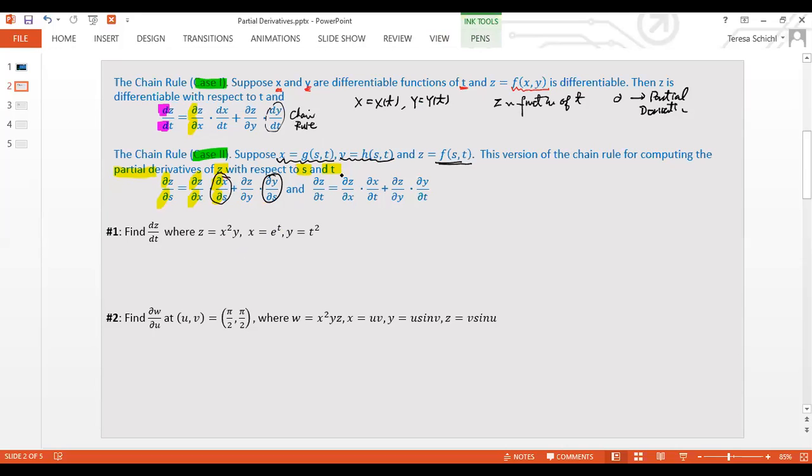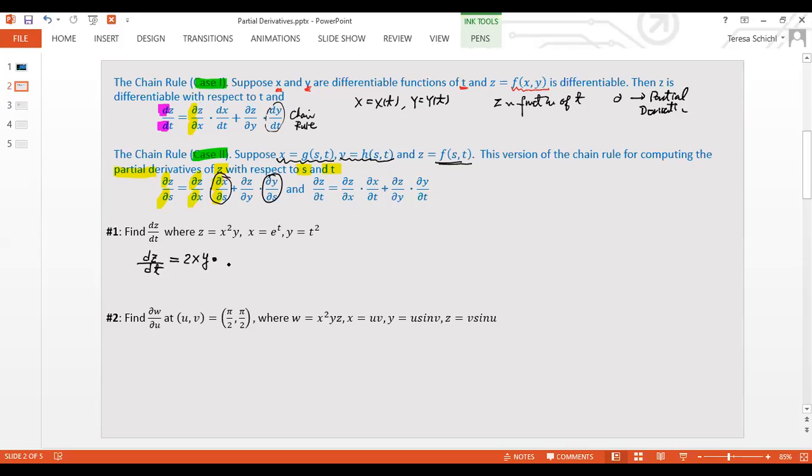Now let's look at problem number 1. I want to find dz/dt. Of course, you can plug in x and y equal to t squared, change everything to t first, then take the derivative. Or you can use the chain rule. The first thing is to take the partial derivative with respect to x. This is 2xy, so this is the partial for x.